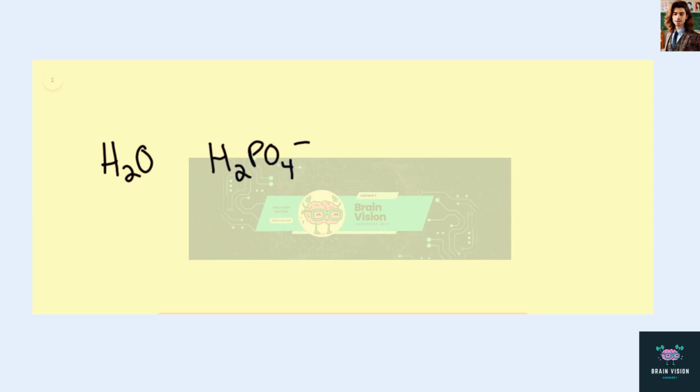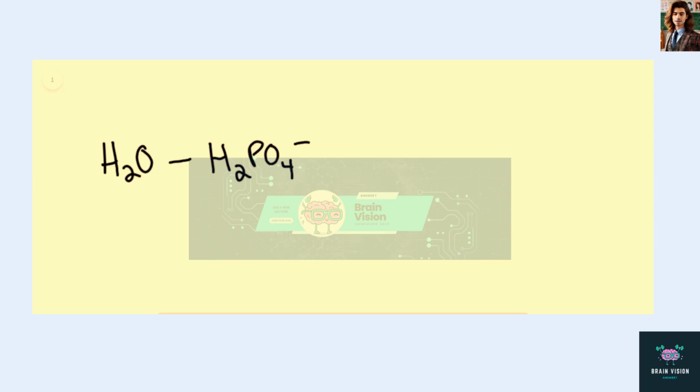When we look at the structure of water, it does have lone pairs of electrons on the oxygen, which allows it to accept hydrogen ions and act as a base. The H2PO4 has that negative charge, which also makes it likely to accept hydrogen ions, which are positive, again acting as a base.